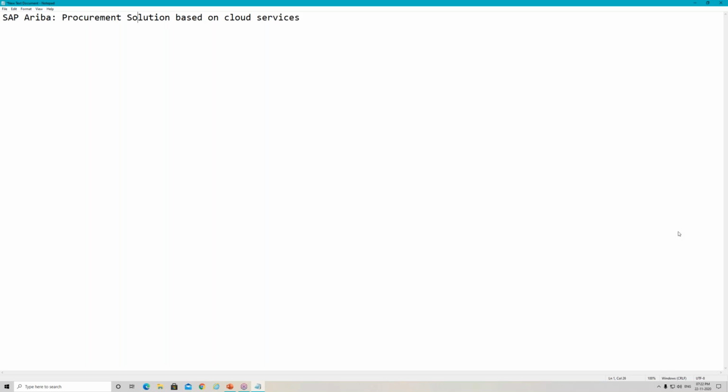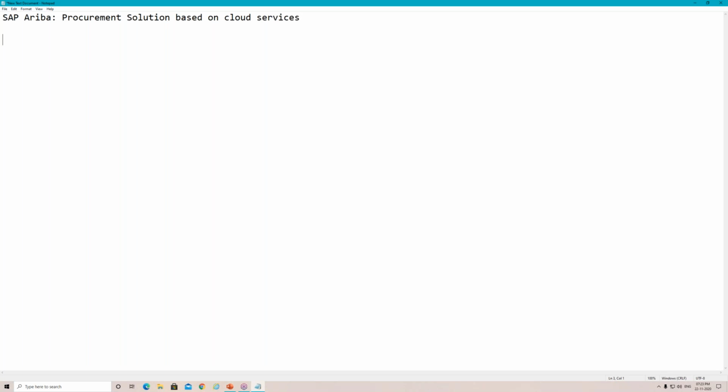Now all of you are going to say, okay, if you compare Ariba with MM and SRM in SAP, there also we can do the procurement. Those are on-premise solutions. That means the client will install MM and SRM on their own server. But for Ariba, you cannot do that. Yes, before 2010 it was possible, but from 2010 onwards, Ariba is a cloud solution. Before 2010, it was an on-premise solution.